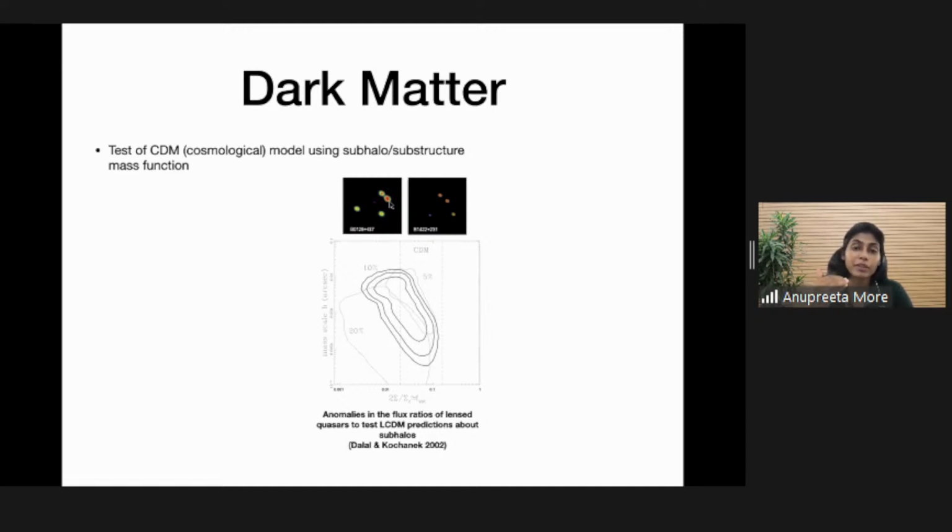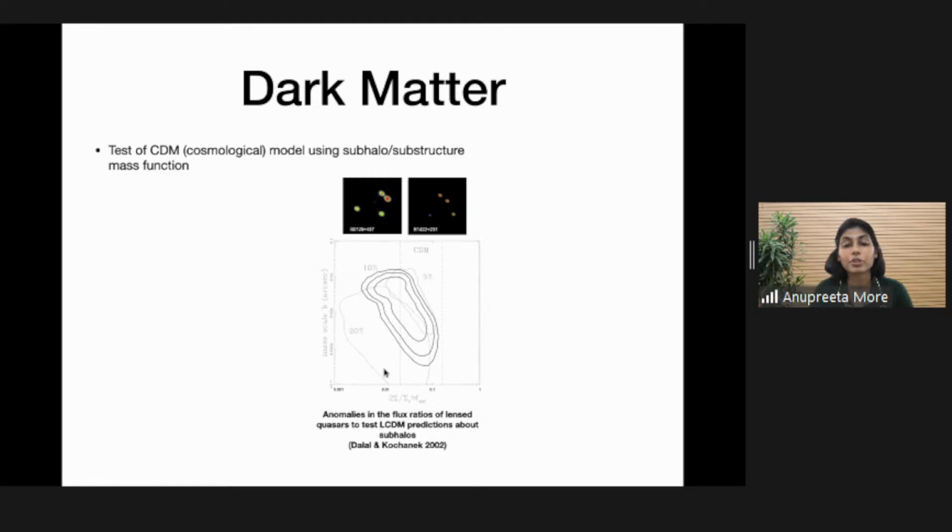And with the help of these measurements, here in this case, they are looking at perturbations to the relative magnifications of a sample of gravitational lenses, and they have tried to quantify what is the amount of dark matter which is there in these subhalos, such that it can fit the observational data, where we see these perturbations in the relative magnifications.